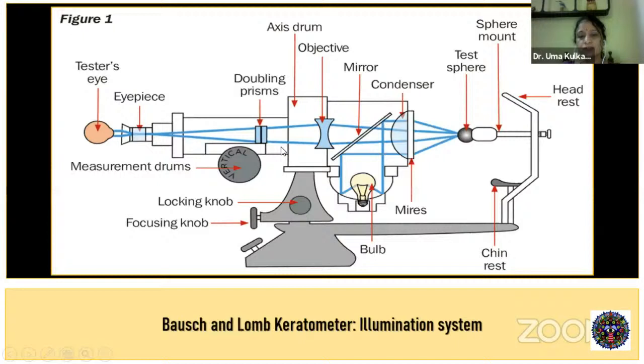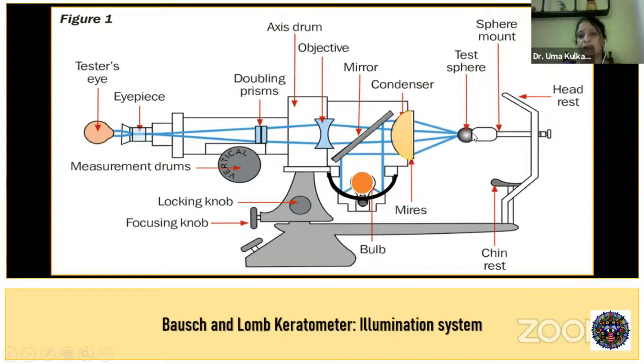So let's see how the illumination system works. This is a bulb over here. This is an illumination that goes. And can you see this oval mirror here? This is the one which helps in reflecting all the light that comes from here onto this mirror. This is a reflecting mirror which is just allowing the change of direction from this side towards the patient's eye. So this mirror is helping us to bring the rays of light, parallel rays of light, to fall on this condensing lens.